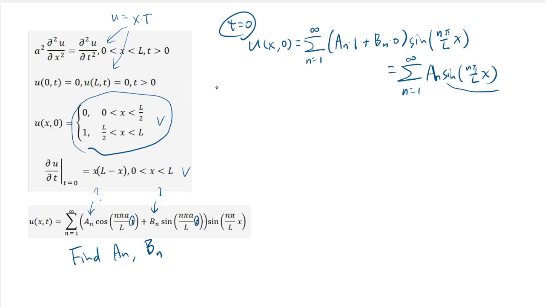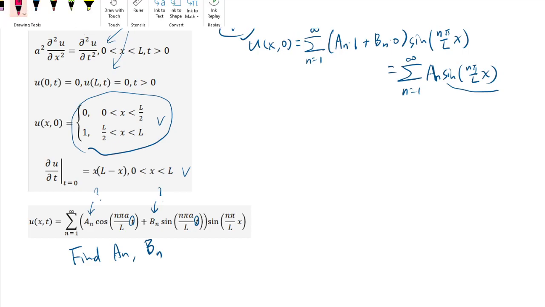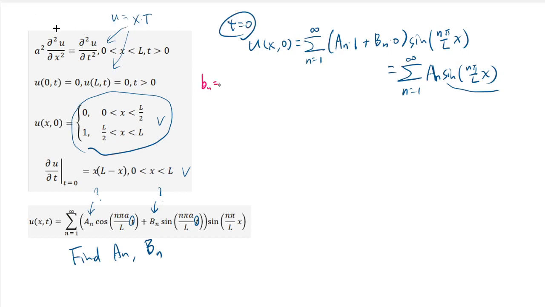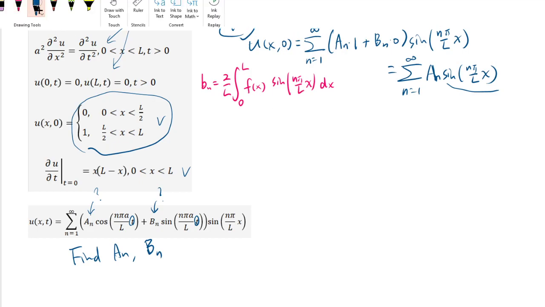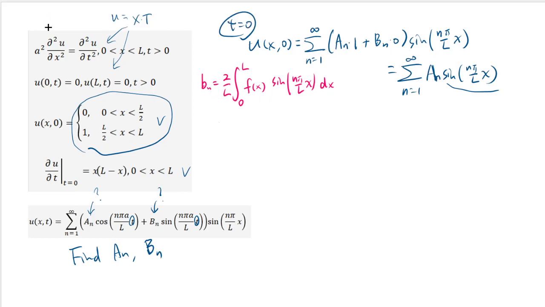So let's recall the formula for the Fourier sine series. The Fourier sine series says bn is equal to 2 over L integral from 0 to L of f of x sine n pi over L x dx. That's the Fourier sine series, right? And in our context, because an is taking the role of bn, we can say that an is now 2 over L integral from 0 to L of f of x, which is either 0 or 1.